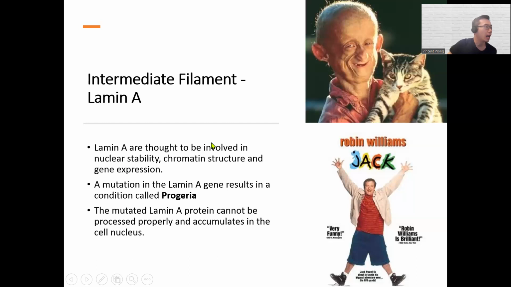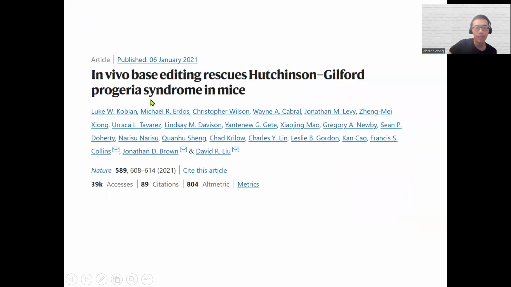No, that's fine. Okay, so that is intermediate filament. And progeria, because it's so rare, there's not a lot of funding that goes into it. But they are breaking some ground when they do in vivo work, which means you do it directly in a living organism as opposed to ex vivo.